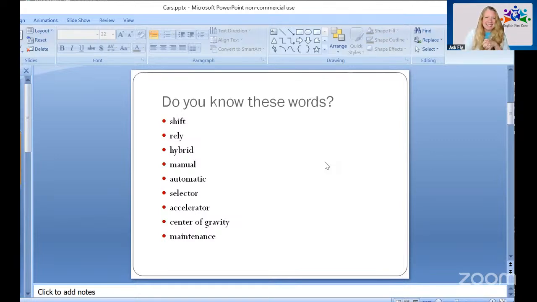Selector. Selector, you choose, the different buttons, right? You select something, a selector. There are different buttons for different things. I haven't driven a car in a long time, and I'm talking about a new car with all the different features and things.